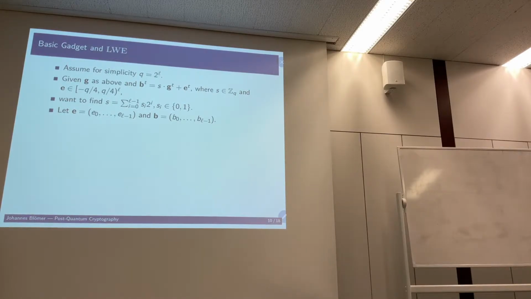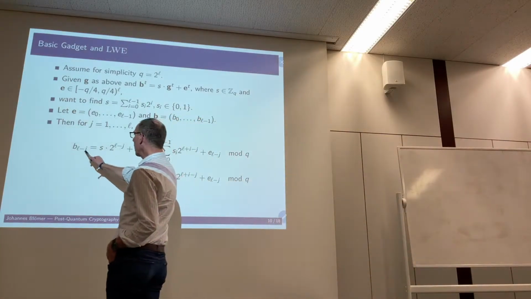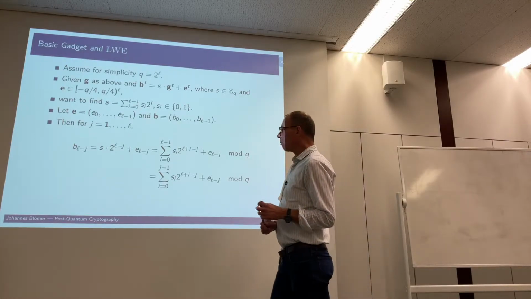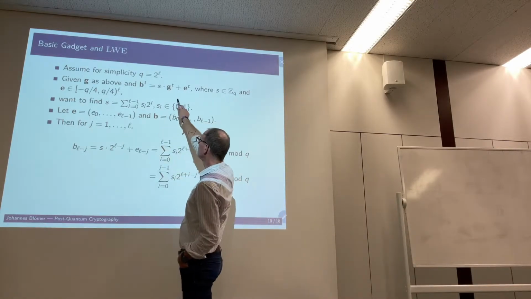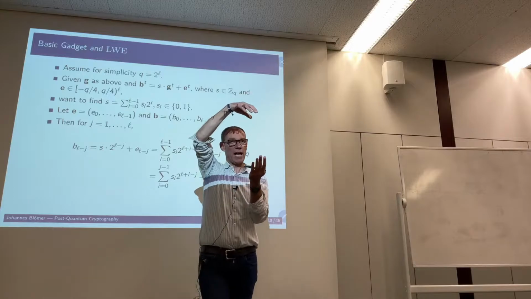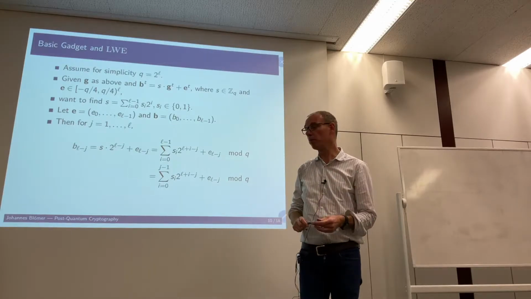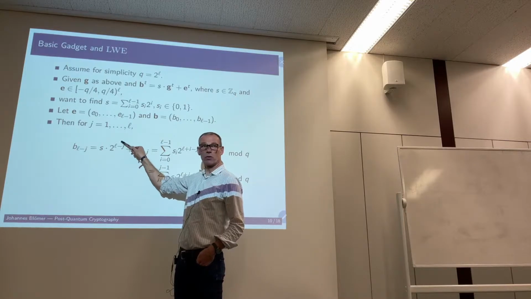Okay, it's just terminology. Okay, so let's look at this equation. What is this B_{L-J}? So B_{L-J} is S times a constant. It's the same for all these things. So this vector S gets multiplied by a constant, so every entry gets multiplied by the same constant. And for B_{L-J}, the entry in the vector is 2 to the L minus J.